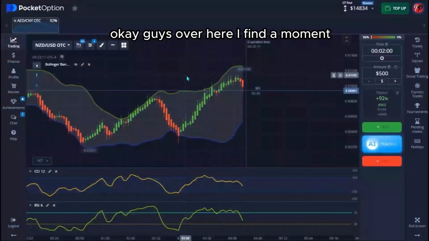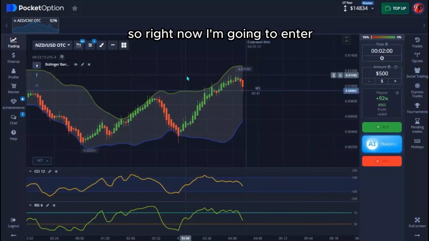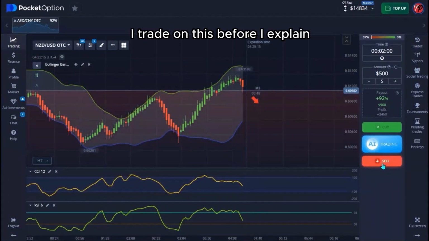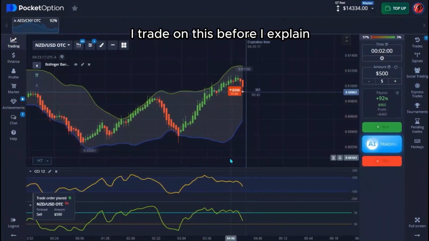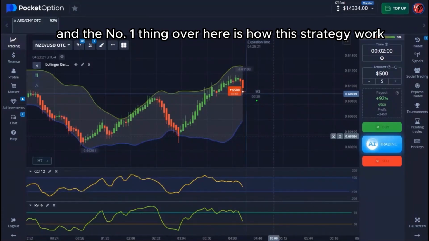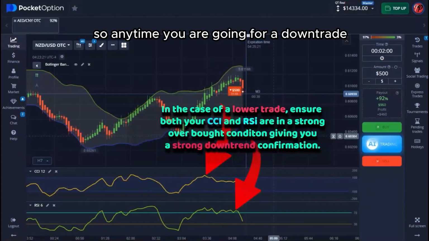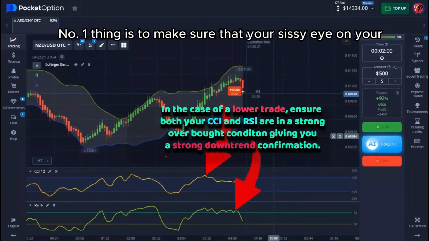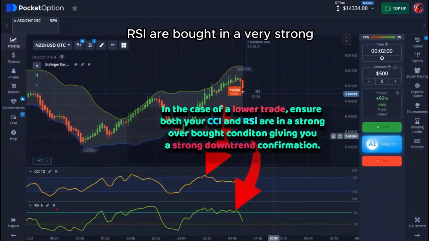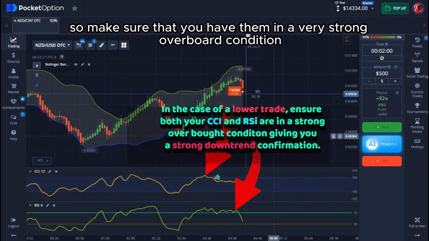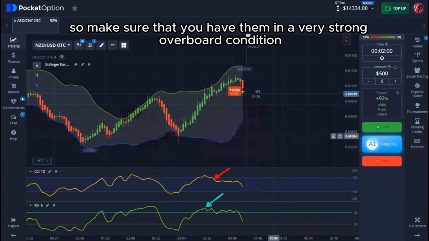Okay guys, over here I found a moment. So right now I'm going to enter a trade on this before I explain. The number one thing over here is how this strategy works. Anytime you are going for a down trade, the first thing is to make sure that your CCI and your RSI are both in a very strong overbought condition.